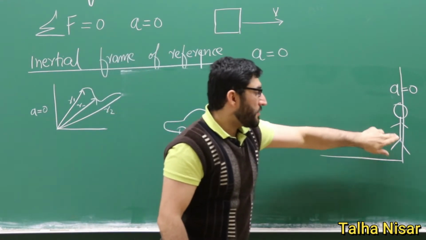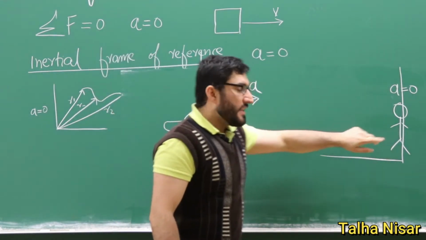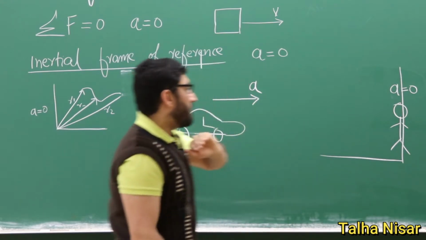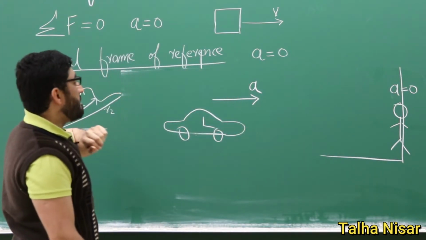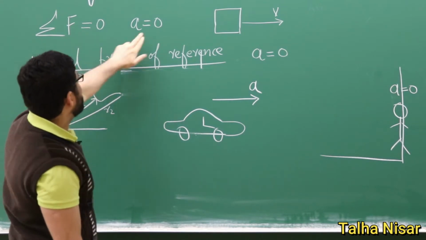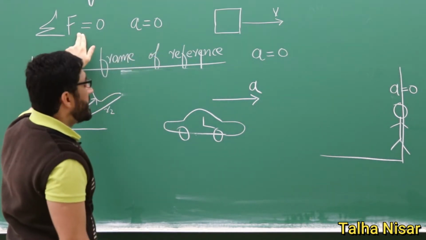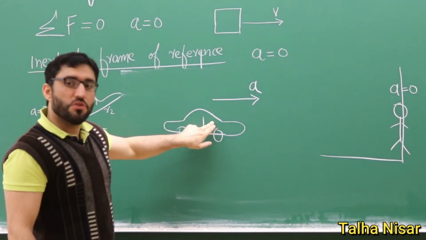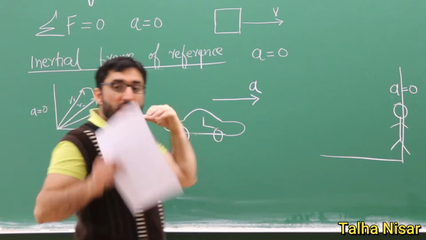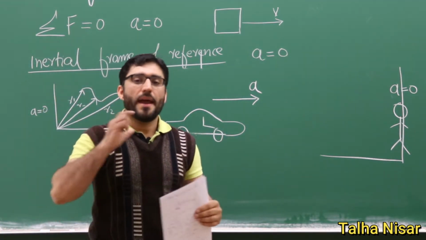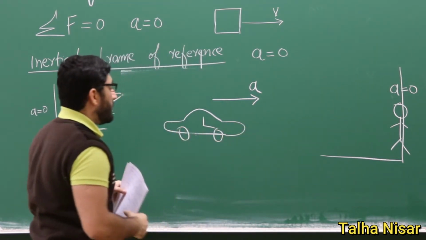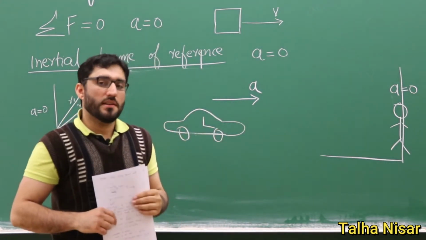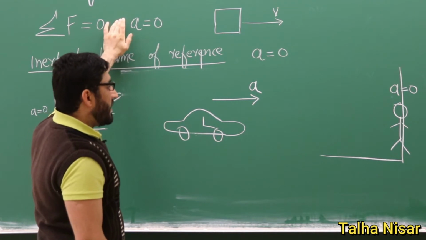With respect to this person, what this person is seeing is that the car is accelerated towards him, towards this frame of reference. If there is an acceleration, that means, according to Newton's first law, that if the acceleration is not 0, there is some force acting on this person. So if we ask this person, do you feel some force? This person will say, yes, I feel a force from my back, that the seat is pushing. The seat is pushing this person because the car itself is accelerated.